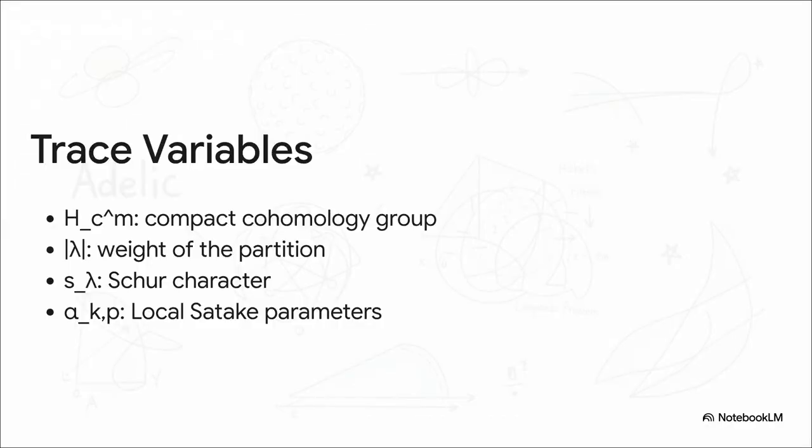Okay, let's explicitly define what's at play in that equation. We've got H_c^M, our L-adic compact cohomology group. We have the absolute value of lambda, which dictates the complex dimension.